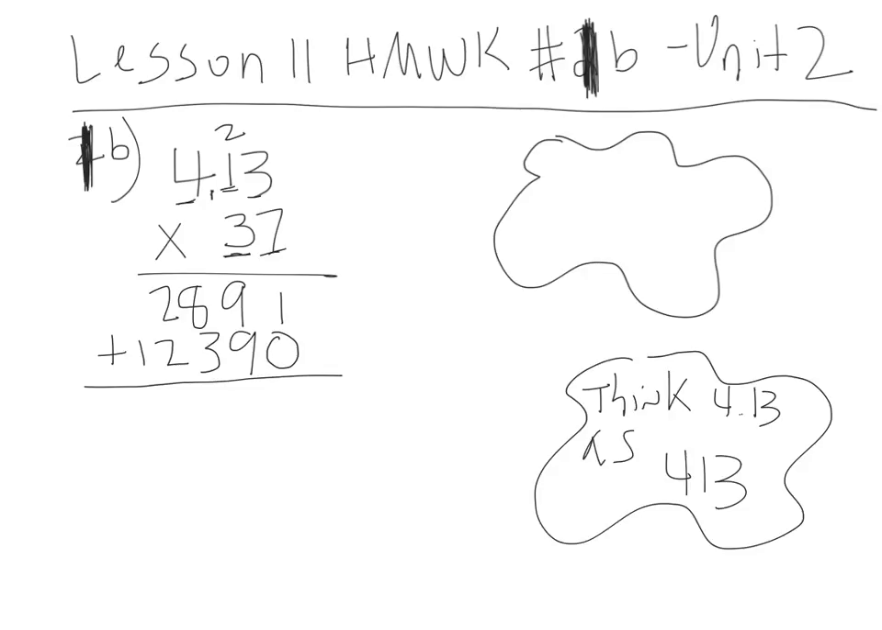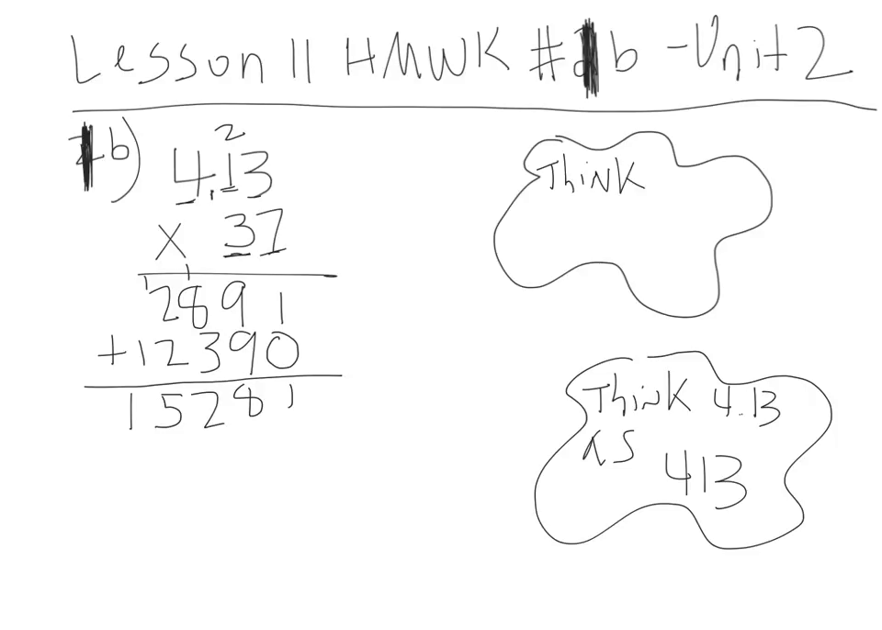So I add up my two rows. 1 plus 0 is 1. 9 plus 0 is 9... 18, carry the 1. 8 plus 1 plus 3 is 12, carry the 1. 2 plus 2 is 5, 2 plus 2 is 4, plus 1 is 5. And I drop the 1 down. So that's my answer.